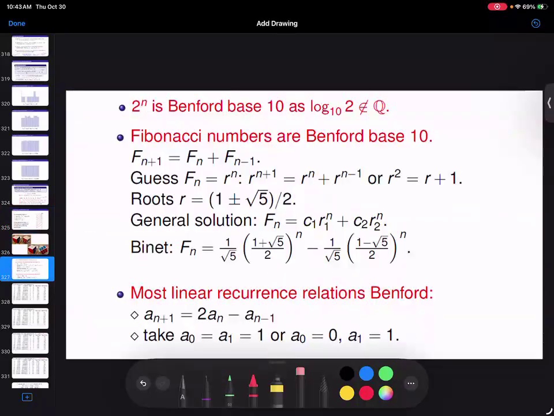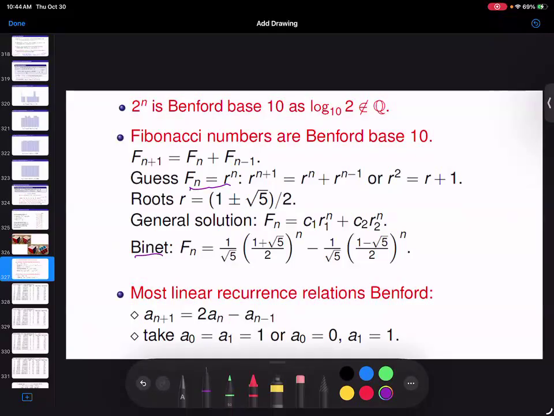So to prove the Fibonacci numbers are Benford, the Fibonacci numbers satisfy a beautiful recurrence. Each one is the sum of the previous two. And there's a closed form expression for the nth Fibonacci number. It's called Binet's formula. And the way you get to Binet's formula, there are actually several ways. One way is you make an educated guess. I'm going to guess that the nth Fibonacci number is just r to the n. This is not an unreasonable guess.